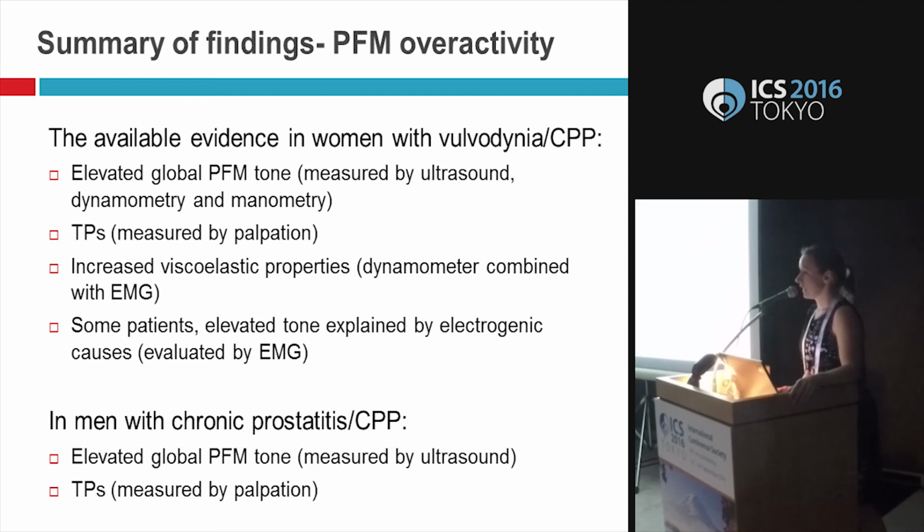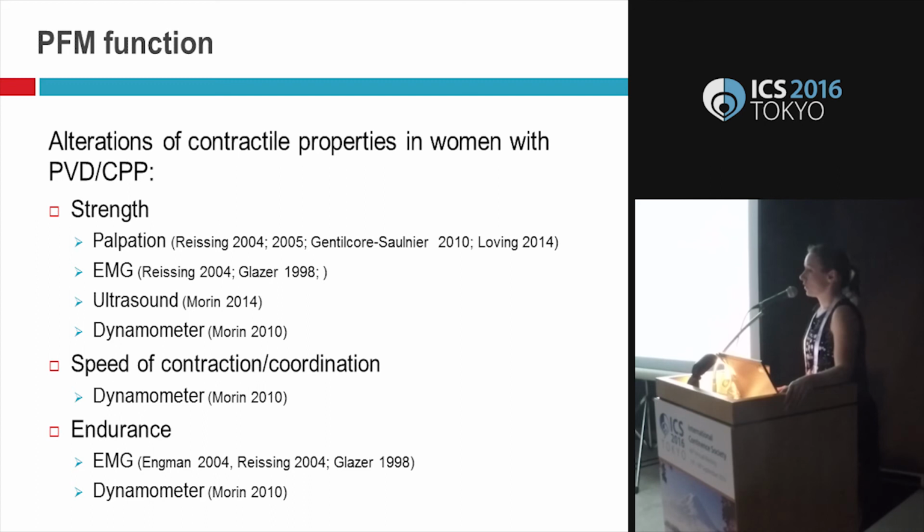So if we summarize all the evidence here, women with vulvodynia or chronic pelvic pain have elevated global pelvic floor muscle tone, they also have trigger points, they have increased viscoelastic properties, and some patients also have electrogenic causes evaluated by EMG. We can see the same trend of results for men with chronic prostatitis, because there are some results that suggest the same alteration. A lot of studies also evaluated the contractile properties in women with PVD. They showed that there is also a reduction in strength, speed of contraction and coordination, and also a reduction of endurance in the pelvic floor muscle.